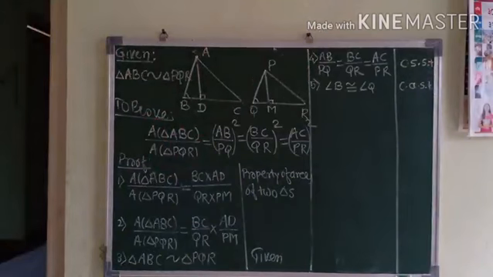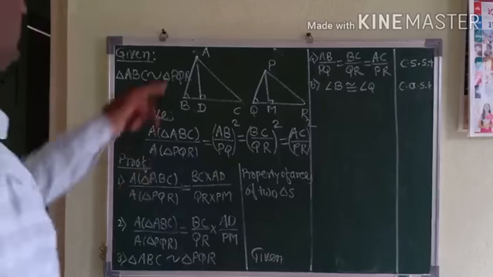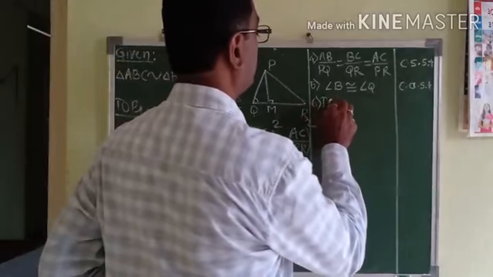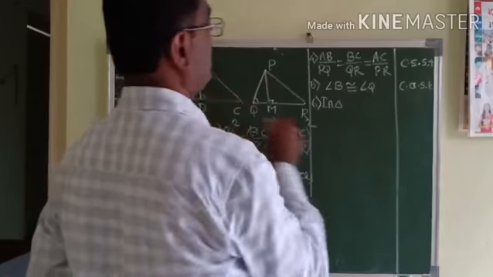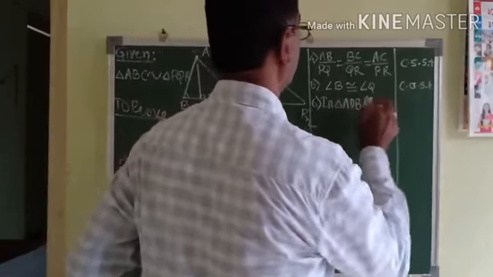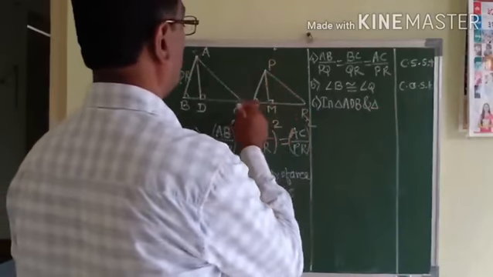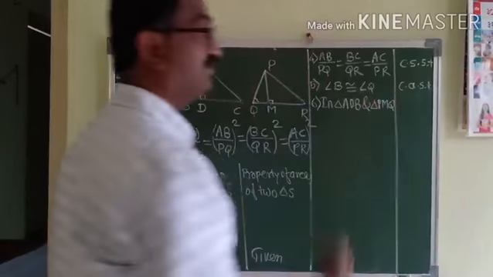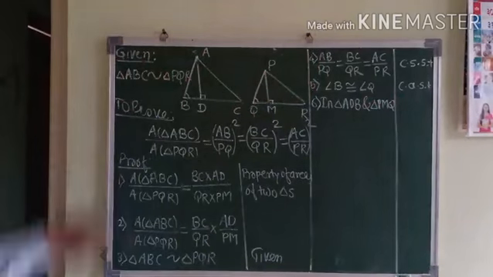Okay, now take this smaller triangle. Now in triangle ADB and triangle PMQ, in these two triangles, what are the congruent elements?